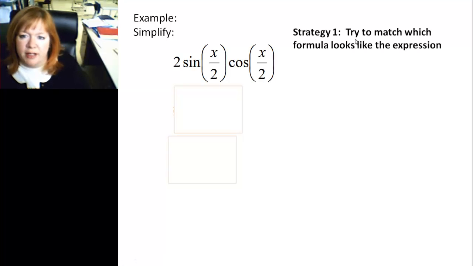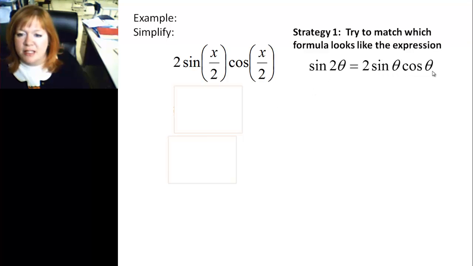Strategy 1 is to try to match which formula looks like the expression. So for example, in this one, 2 times sine of something, cosine of something. Does that look like anything? This is the formula: sine 2 theta equals 2 sine theta cosine theta. See how those look similar? The right-hand side matches this side.